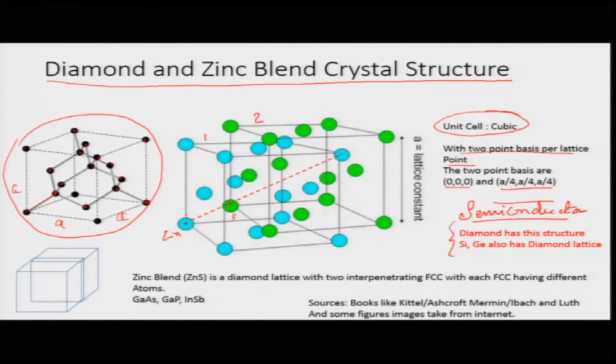And different types of compounds actually crystallize into this sort of a structure, and there are some very important semiconductors which crystallize into this structure, like gallium arsenide, gallium phosphide, indium antimonide and so on. So, these compounds crystallize into the zinc blende structure, which is just a variant of the diamond lattice structure.